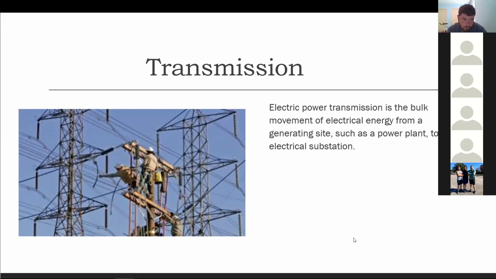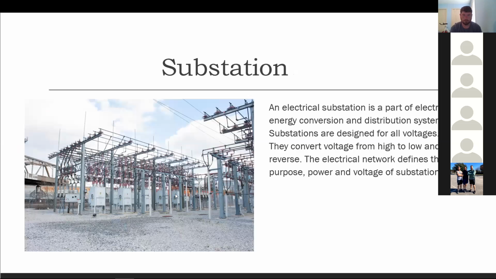Electric power transmission is the bulk movement of electrical energy from a generating site, such as a power plant, to an electrical substation. And where in the world did you find this picture? I looked up transmission lines. Wow. They actually set a pole beside a transmission line so they can work off the pole on the transmission circuit. That's kind of weird. I thought it looked pretty cool. It's got linemen in there.